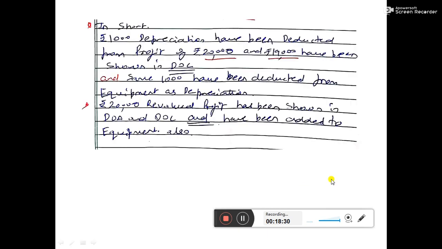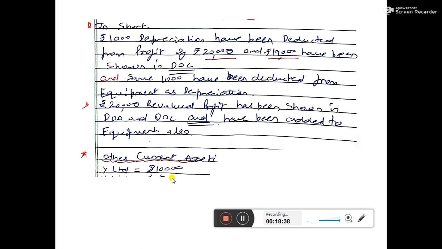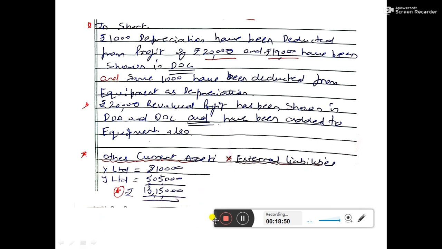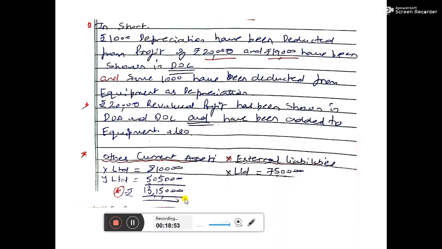After this working note, we have to see some other working notes. I already explained this, but other current assets, X Limited is 8,10,000, Y Limited 5,05,000. There is no adjustment. Directly 13,15,000 will be coming in notes to accounts. Then external liability, X Limited is 7,50,000. Y Limited is 4,80,000. The amount is 12,30,000, which will directly come into the notes to accounts.